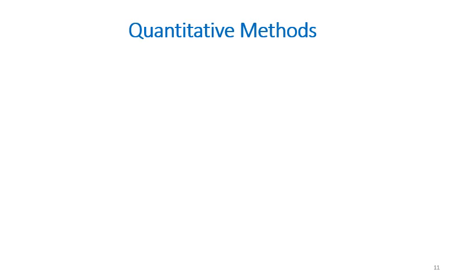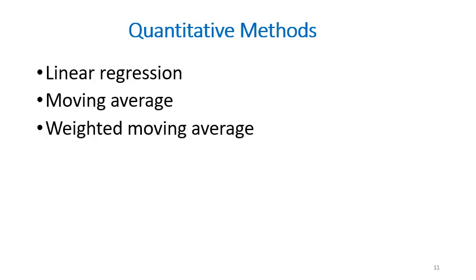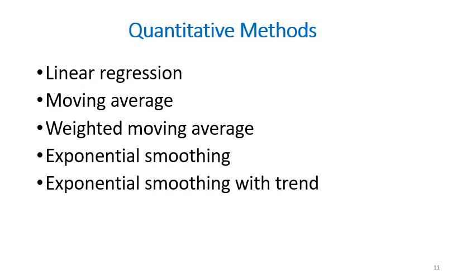Let us see some quantitative methods. The first method is linear regression. We'll have separate sessions on this because we'll be focusing more on quantitative methods. So one by one, all these methods will be discussed in detail. I'll just go through it now. Just note down. First is linear regression. Second is the moving average, the weighted moving average, exponential smoothing, and exponential smoothing with trend. So these are some of the quantitative methods, the details of which will be discussed in the subsequent sessions.